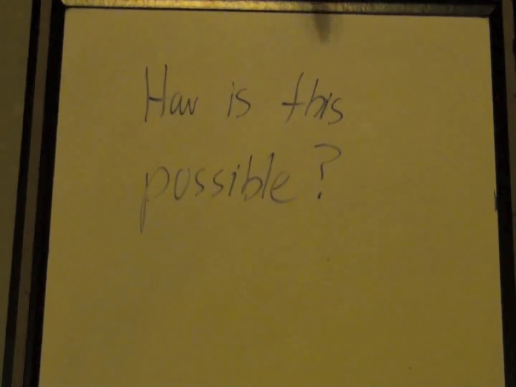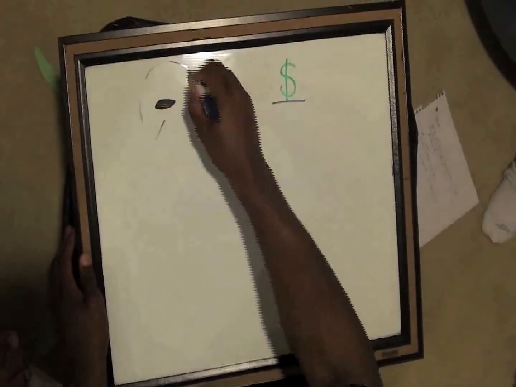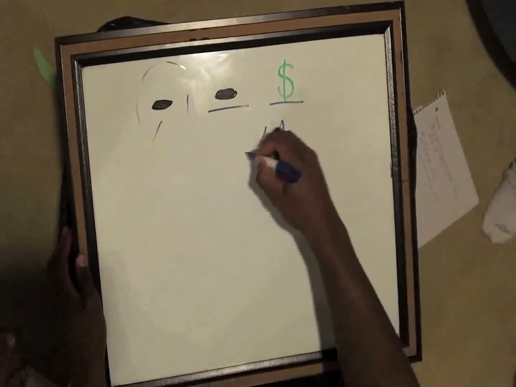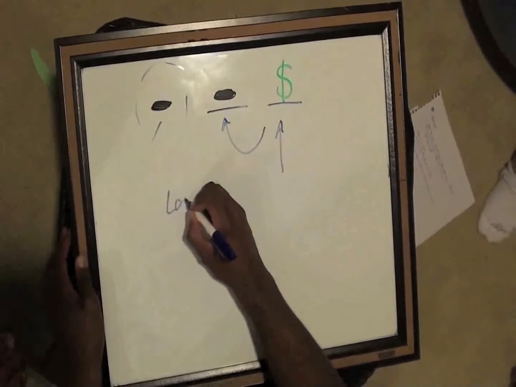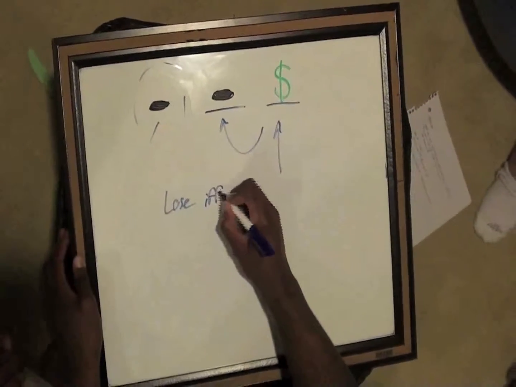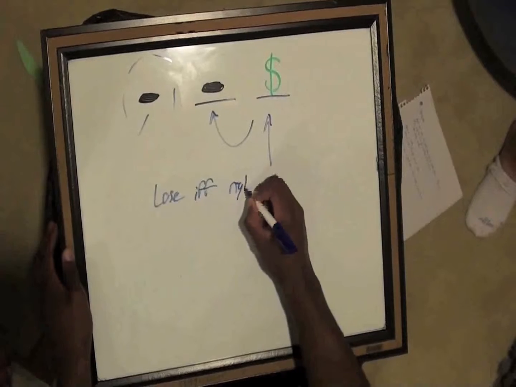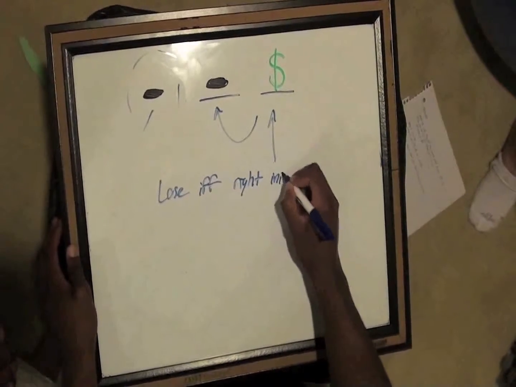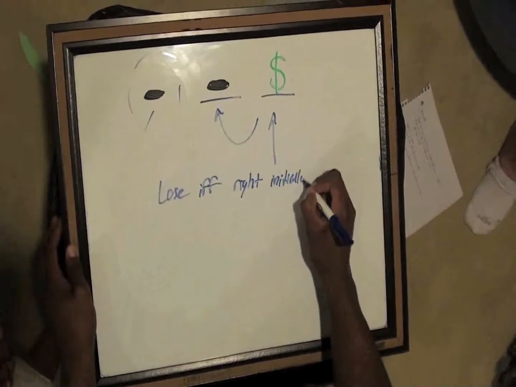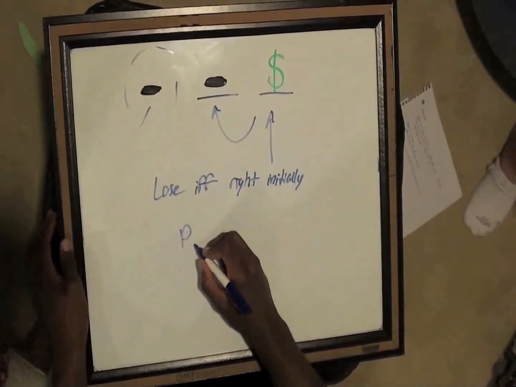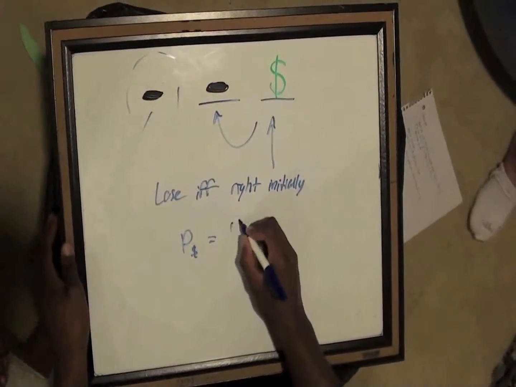How is this possible? Switching locations would cause you to lose if and only if you had initially picked the right one. The chances of this occurring are 1 in 3. Therefore, the probability of losing after switching is 1 in 3. So the probability of winning after switching is 2 in 3.